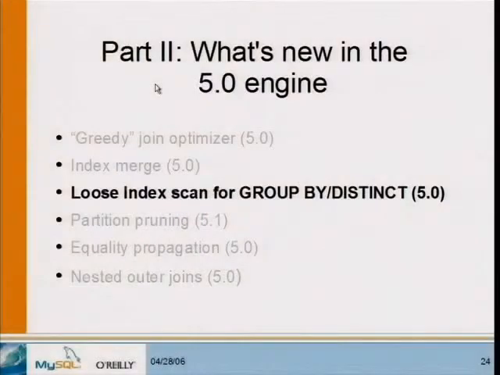Now, the next thing, which I implemented for 5.0, is an algorithm that we call loose index scan. It's a special access method for group by and distinct queries with minimum and maximum. For those familiar with Oracle, this is a subset of what Oracle calls index skip scan. So basically, this is a method that allows you to use an index even if you don't have constants forming a prefix on the index.